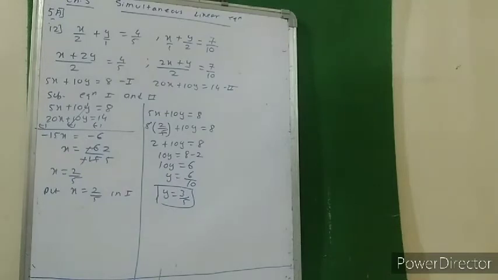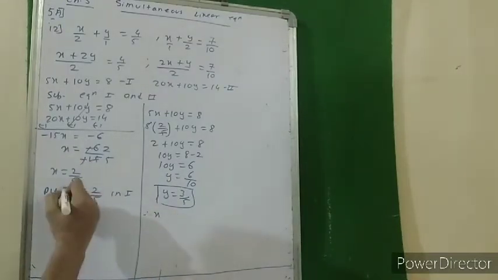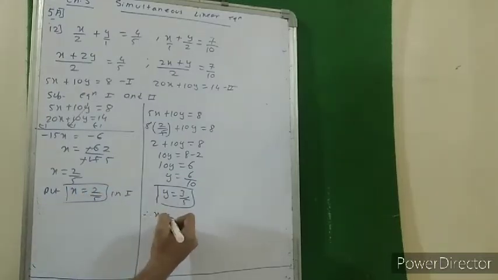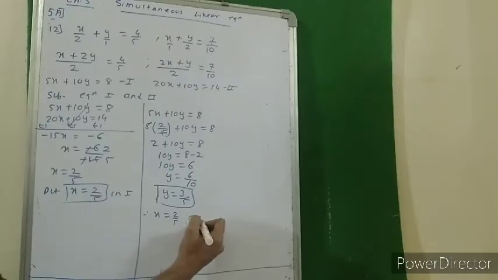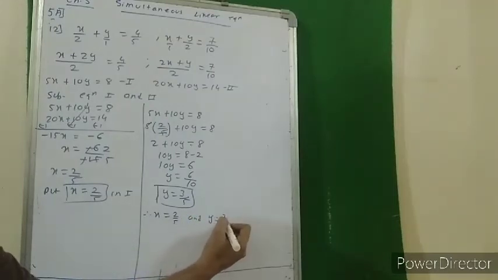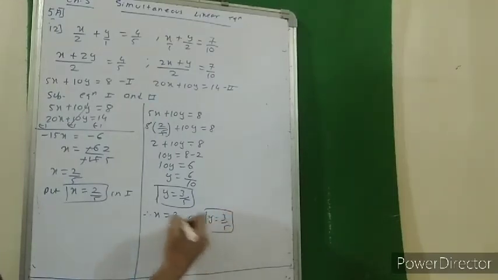Okay. So we have the value of x as 2 upon 5, therefore x is equal to 2 upon 5 and y is equal to 3 upon 5. Okay, so this is the solution for the 12th one.